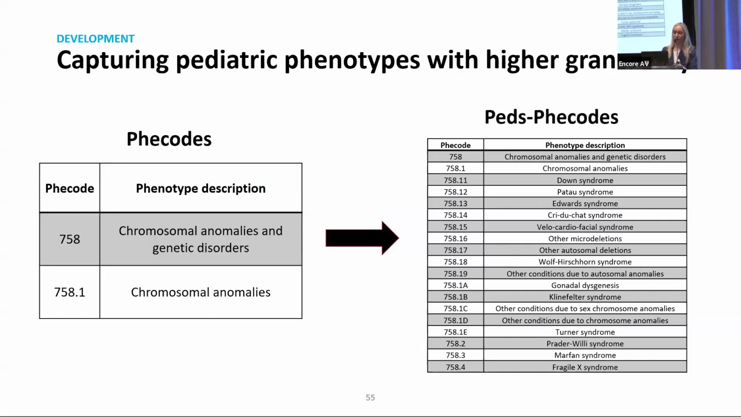And one example of how the pediatric fee codes are more effective for pediatric-based phenotyping is with, for example, chromosomal anomalies and genetic disorders. You can see in the original fee code set, it's just binned under one bucket, but we really were able to add higher levels of granularity into that phenotype with our pediatric fee codes. And you can see now we have further fee code buckets describing what specific chromosomal anomaly this is, whether that be Down syndrome, Edwards, Marfan syndrome.